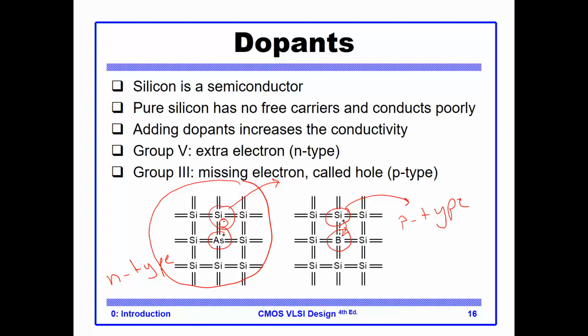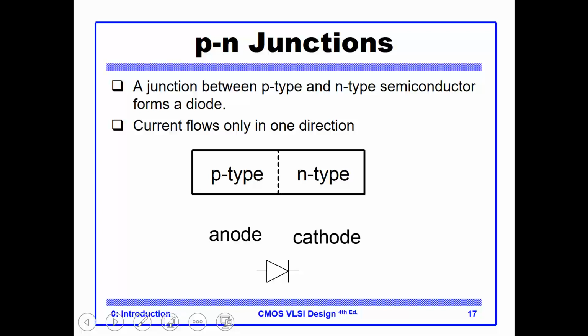Basically, in an n-type material we have excess electrons, and in a p-type material we have excess holes, which is the absence of electrons. Now, if we abut the p-type material with an n-type material, we create the diode as you have taken in Electronics 1, and that is one of the basic circuits used in electronic circuits, the diode.